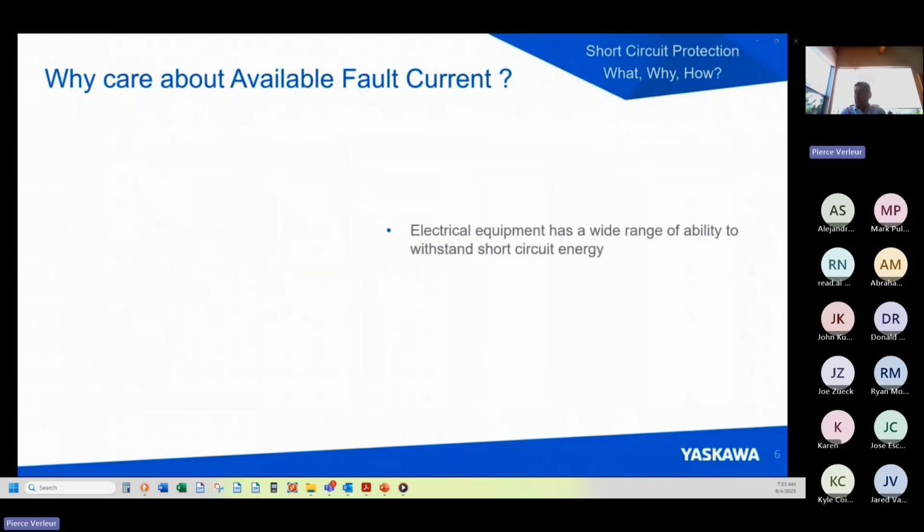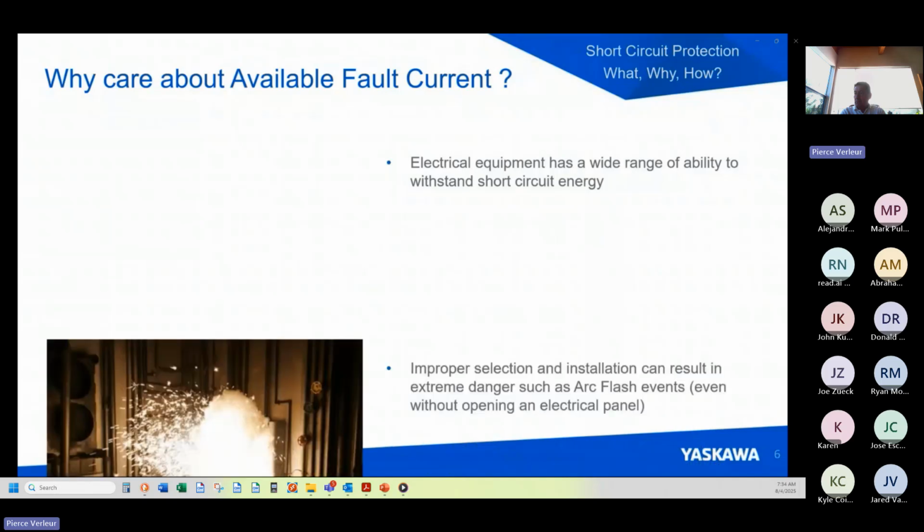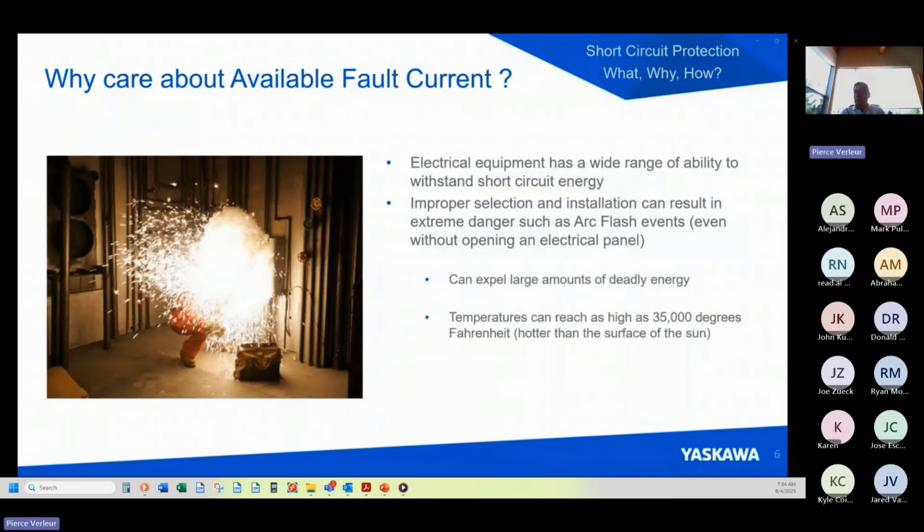So why should you care about it? First of all, electrical equipment has a wide range of ability to withstand that available fault current or energy resulting from it. Improper selection and installation can result in extreme dangers such as arc flash events, even without opening an electrical panel. It can expel large amounts of energy that's deadly. The temperatures of this energy can be as high as 35,000 degrees, which is even hotter than the surface of the sun. It can throw projectiles, and it can cause normally grounded surfaces to become live.